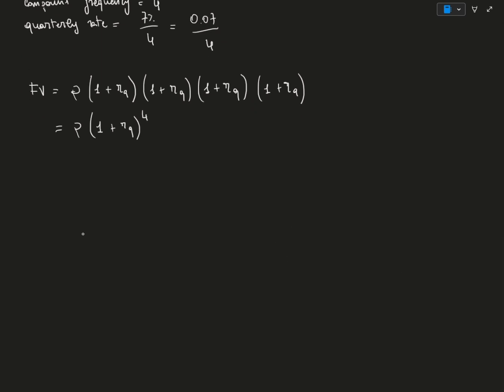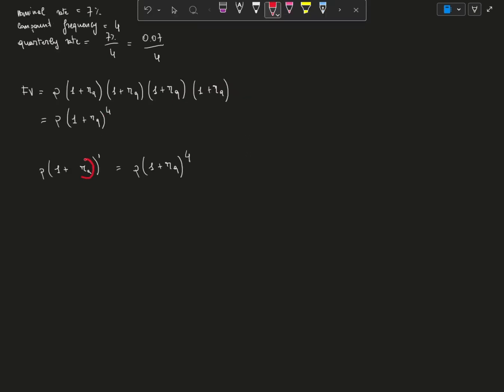Now, what we want to find is that annual rate, RA, such that our principal times (1 plus the annual rate) to the power of 1, because there's only one period, is going to be equal to the same principal times (1 plus the quarterly rate) to the power of 4. So basically we will need to solve for RA, and let's try to do that.